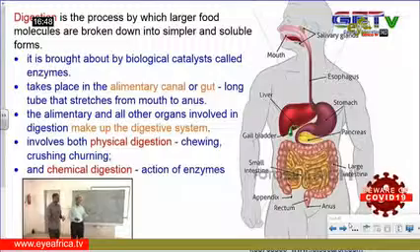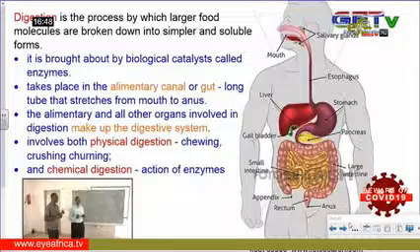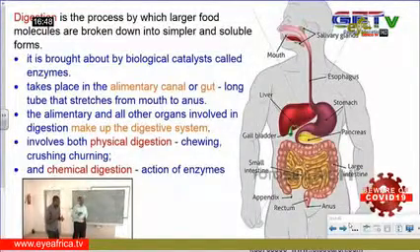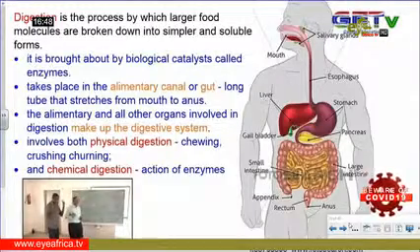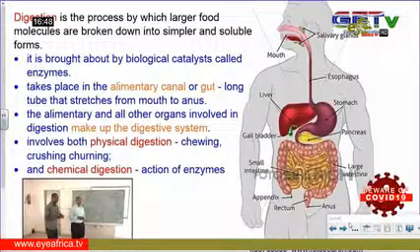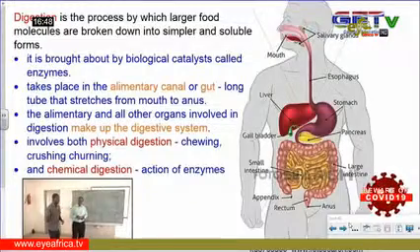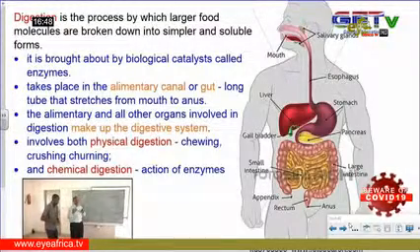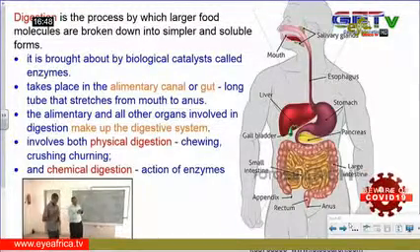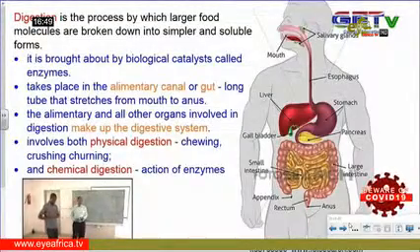So let's go to the left of the screen, where we describe digestion as the process by which large food molecules are broken down into simpler and soluble forms, because these are the forms in which the body is able to take them in and then use them. So digestion is brought about by biological catalysts that we call enzymes. Catalysts are things that help to make reactions go faster. But we always add that they themselves don't get used up, because the catalysts come, help in the process, and then go back and do more help.